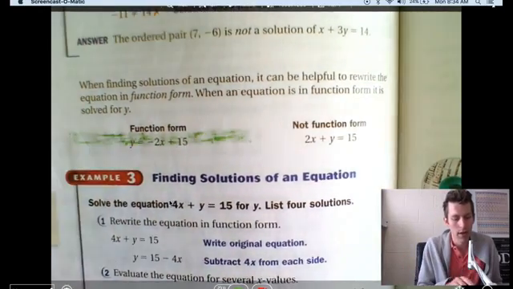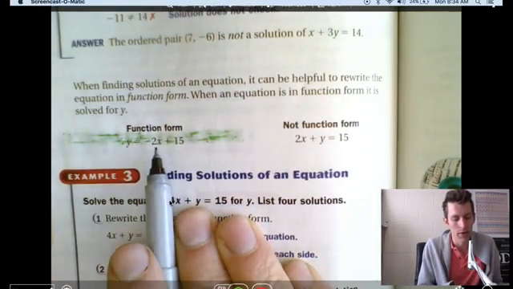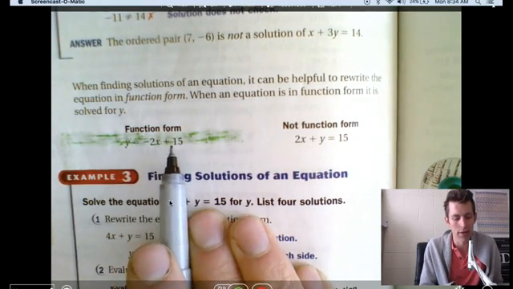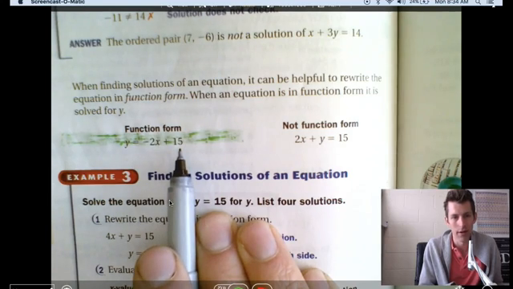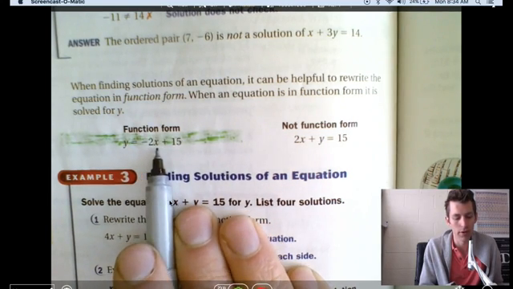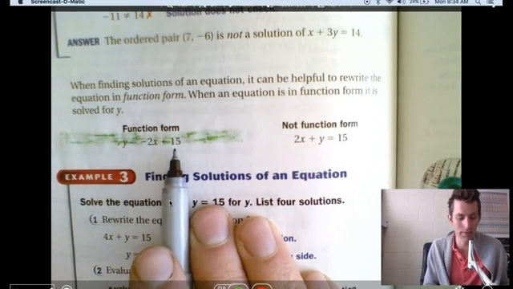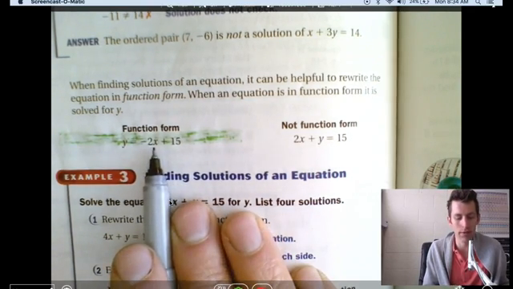Also, if you've got a term with an x in it, put it first and then the constants. Remember, this is a variable term and this is a constant. 15 is a constant because it's always 15. Okay? Put the variable term first.